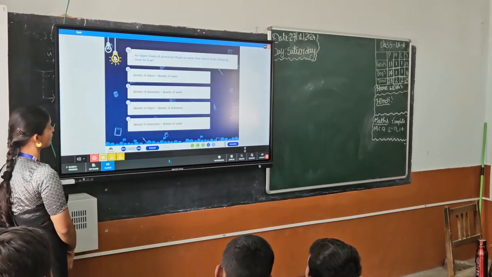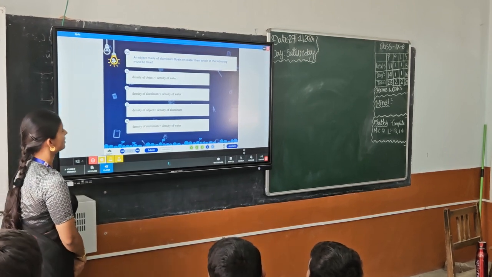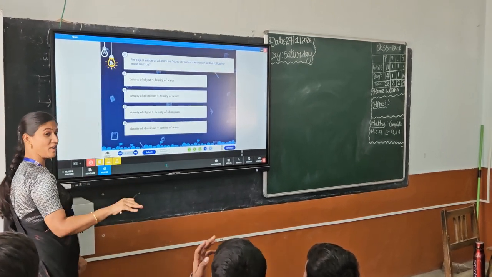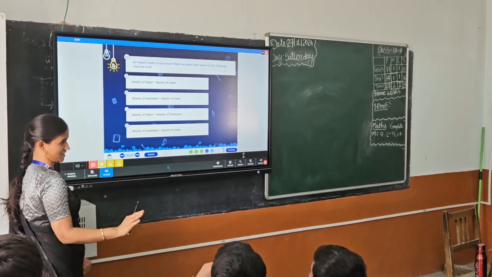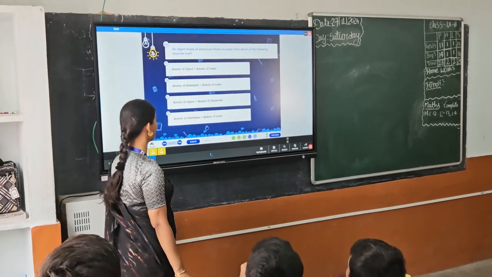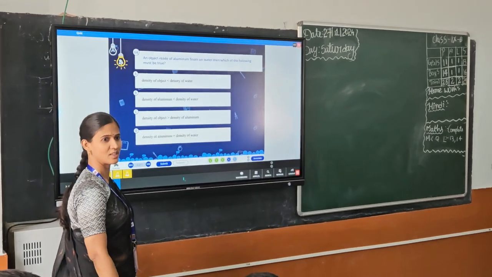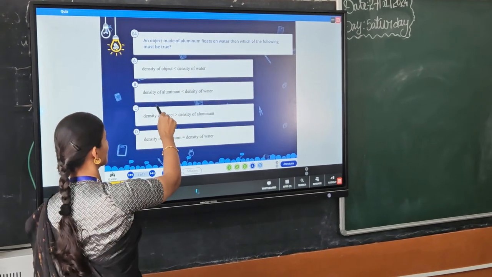An object made of aluminum floats on water, then which of the following must be true? Read the question. Density of the object is less. See, this is there. In both of these, which do you choose? A. You should choose A. You should not choose B.